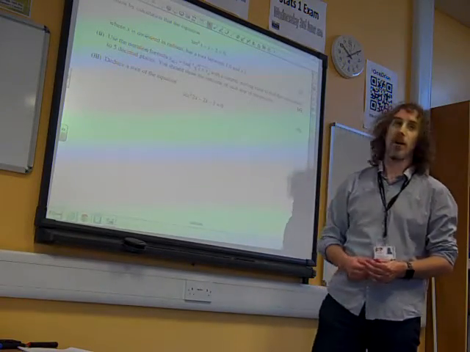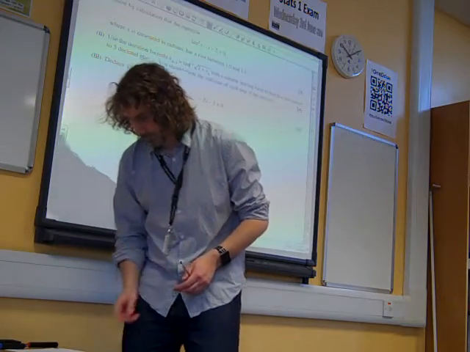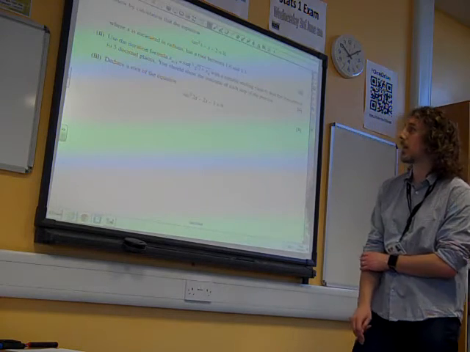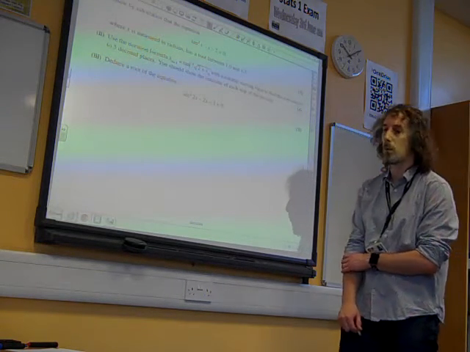So we're back on to some trigonometry with question 6. We're looking at: show by calculation that the equation tan squared x minus 2 is 0, where x is measured in radians, has a root between 1 and 1.1.